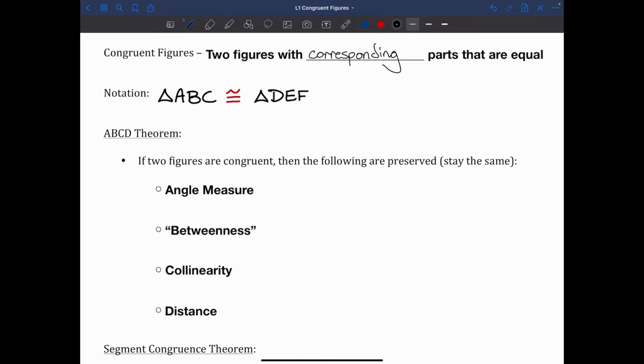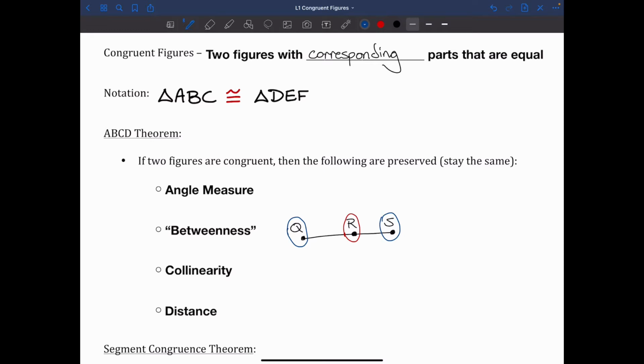The B is for this thing called betweenness, which is kind of a weird thing to think about. What it's saying is that, say I had a line as part of my shape, and on that line segment I had 3 dots. Let's call them Q, R, and S. If I had this as my original, and then I had another shape that was congruent to it, the point that corresponds with R is still going to be between the ones that match up with Q and S. So if you have something that's between two other things, that will also stay the same.